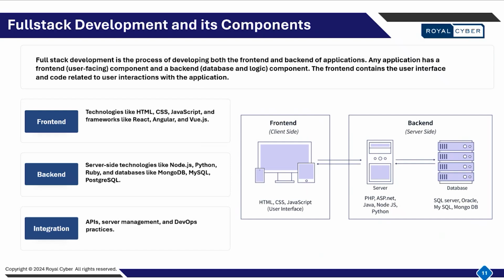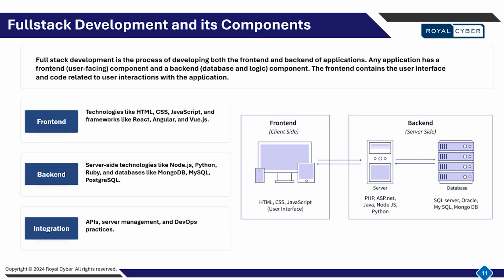Now let's dive into full stack development and its key components. Full stack development is the comprehensive process of developing both the front end and back end of an application. It involves everything from designing the user interface that people interact with to managing the servers, databases, and application logic that powers things behind the scenes.